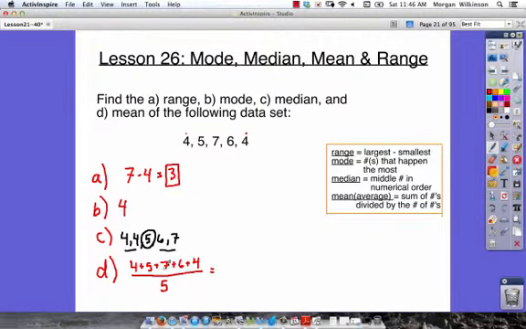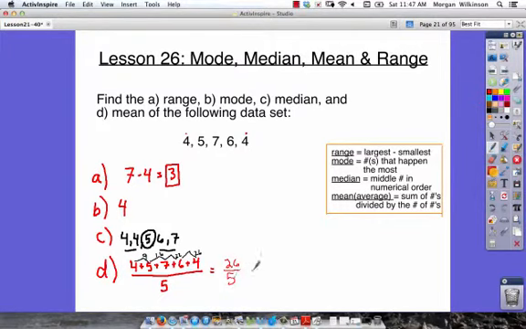Well, if we go through, we can add. 4 plus 5, that's going to give us 9. And let's write small right next to our numbers so we can work as we go. 4 plus 5, well, that's equal to 9. Okay, we have 9 plus 7, that's going to be equal to 16. 16 plus 6 is 22. And we have 22 plus 4, that's going to give us a grand total of 26. So, we have 26 over 5.